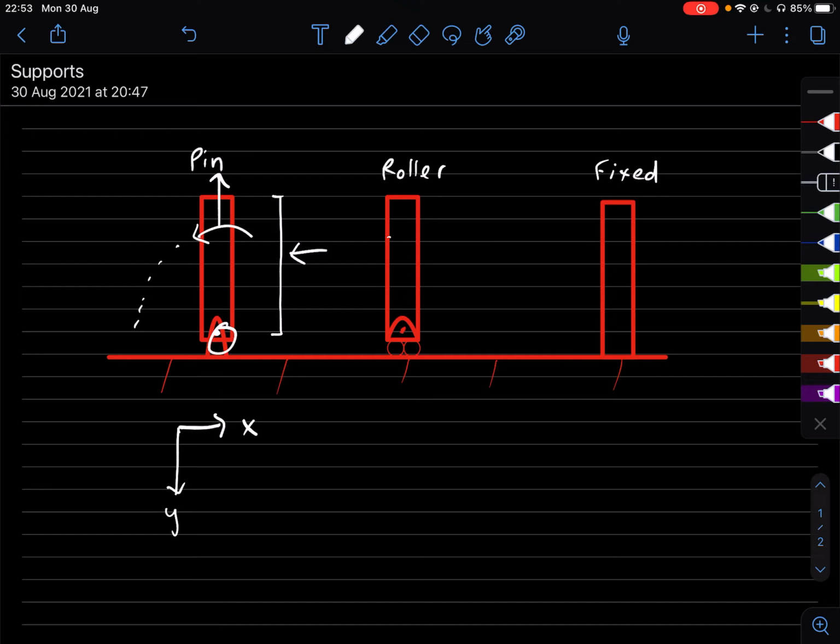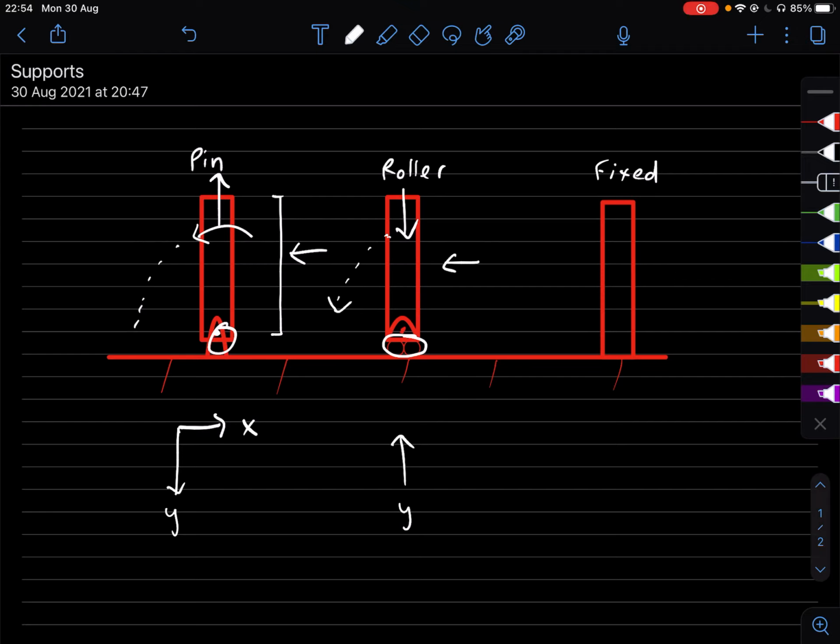Alright, so let's look at the roller support. If I try and push down on this roller, it's going to push straight back at me. So we have a y reaction force. But if I try and move it in the x direction, it's going to move because we have wheels on the support. It's just going to move. So we're not going to have a reaction in the x direction for this support. And similar to the pin support, we can rotate it. So we're not going to have a moment reaction either.